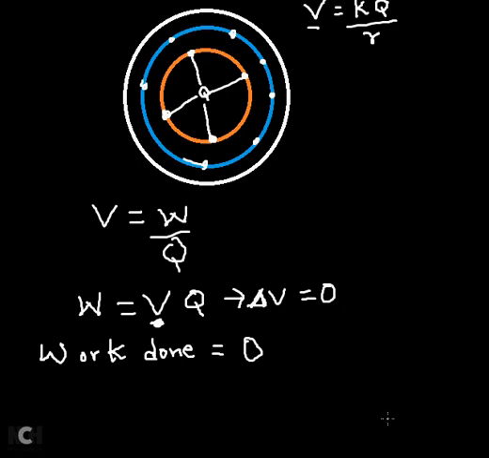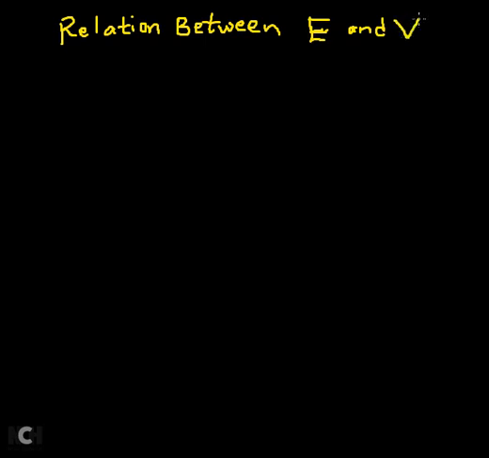Now we are going to look at the relationship between electric potential and electric field intensity. We have actually treated these two parameters. So, the relationship between electric field intensity E and electric potential V.